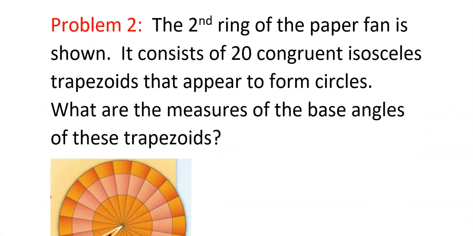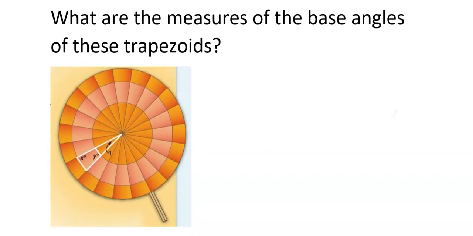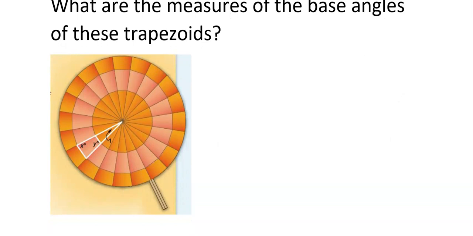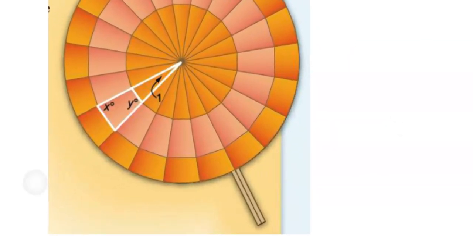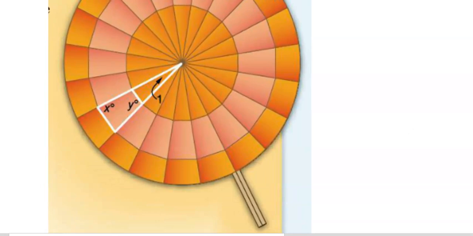Okay, so here's kind of an application question. The second ring of the paper fan is shown. It consists of 20 congruent isosceles trapezoids that appear to form circles. What are the measures of the base angles of these trapezoids? So here, I'm going to make this one a little bit bigger, but I wanted you to see the fan. So they're looking at the light pink part of it. That's where it forms those trapezoids. They want us to figure out what these missing angles are. Okay, so I'm going to make it a little bit bigger so that you can see it.